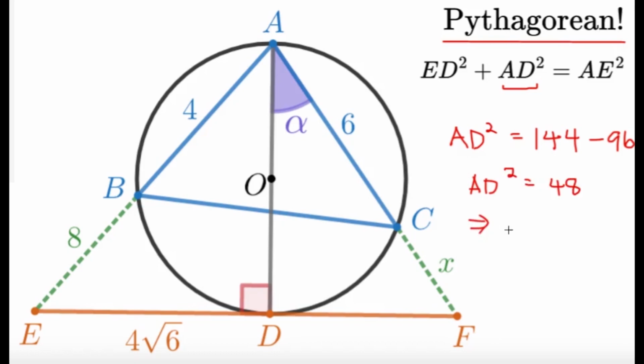And taking the square root, we're going to get AD is going to be, well, 48. It's actually 16 times 3. So we can bring the 16 out of the square root, so 4 square root of 3. All right, so we're kind of close to getting alpha and the value of x now, because we're trying to get as much information as we can.